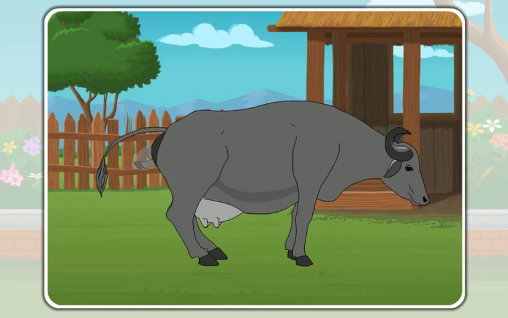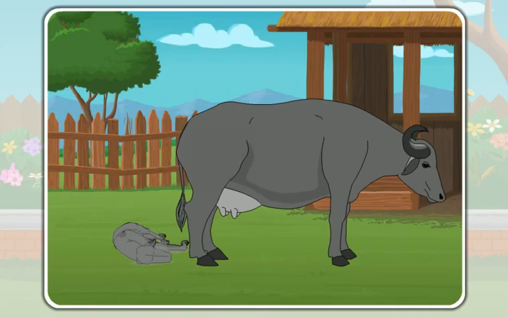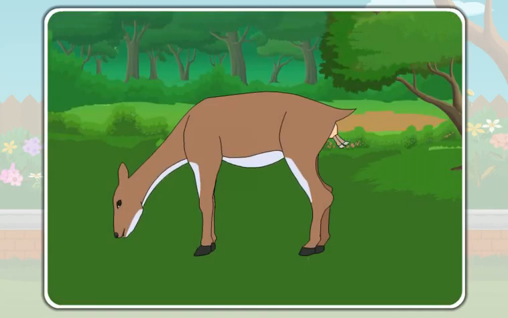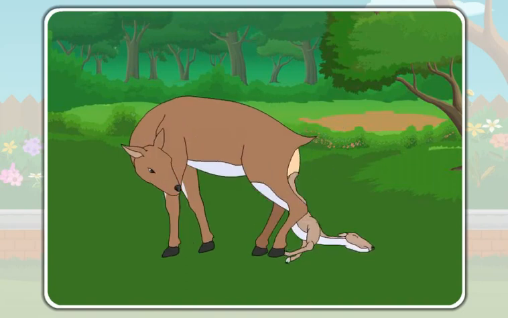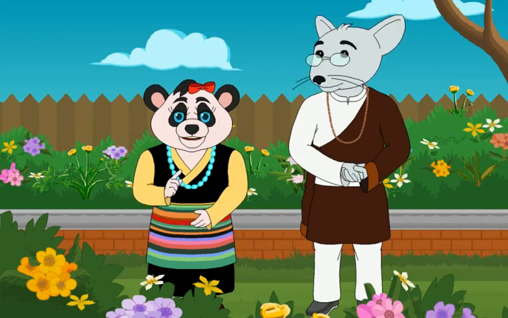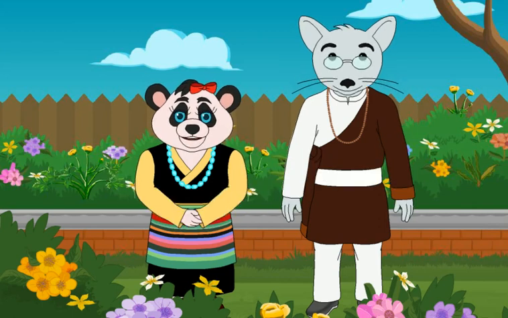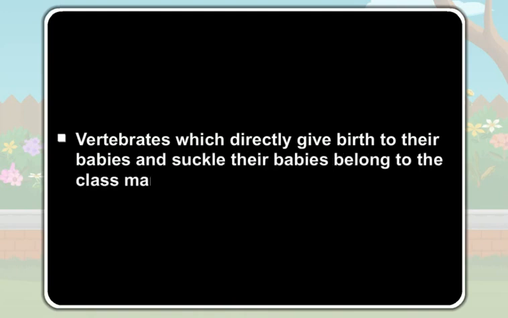Similarly, a buffalo directly gives birth to its calf. A deer directly gives birth to its fawn. The human being also directly gives birth to the baby. All animals which directly give birth to their babies feed milk to their babies too. Vertebrates which directly give birth to their babies and suckle their babies belong to the class Mammalia.